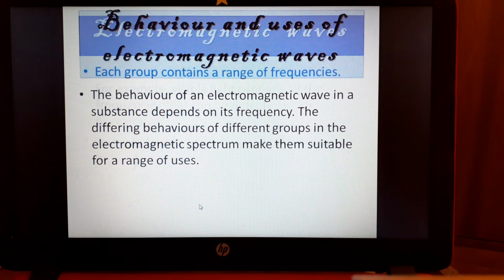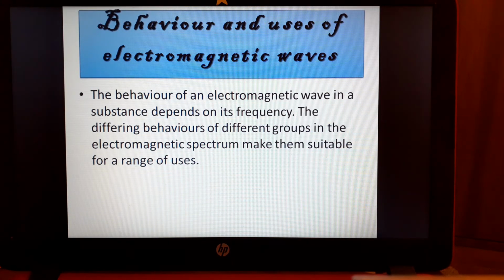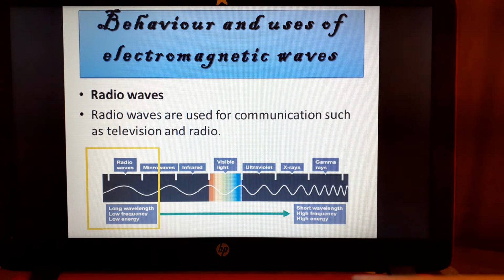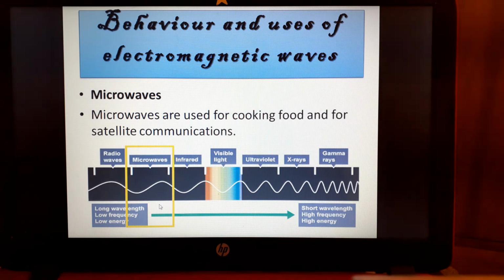Now, what do we use them for? Basically, radio waves are long, so we use them to carry waves of speech, as in radios. These are the ones we use in telecommunications, like television, radio, and your mobile phones also. Now, microwaves are a bit shorter, however, they do carry higher energy than the radio waves. That's why we use them for cooking food and satellite communications, because they can be more precise and more accurate than radio waves.